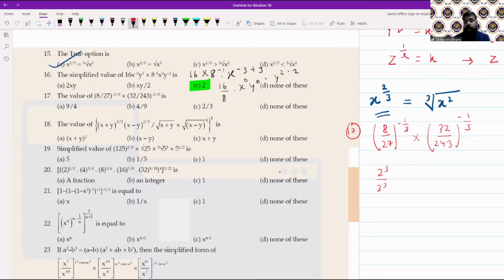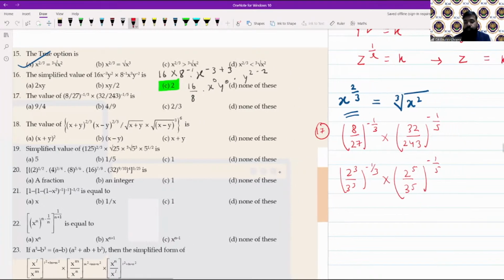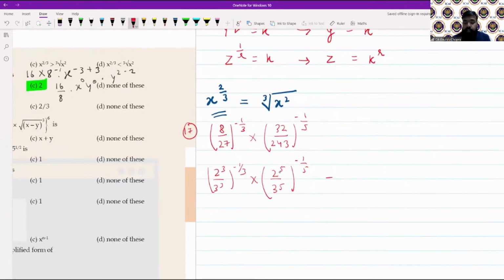So first we simplified this in the form of powers, and then whole to the power of 1 by 3. Similarly, what can 32 be written as? 2 to the power of 5, and 243, as we had already discussed, 3 to the power of 5, whole to the power of minus 1 by 5. So easily we can take the power common. So 2 by 3 whole to the power of 3 into minus 1 by 3. So 3 and 3 get cancelled.